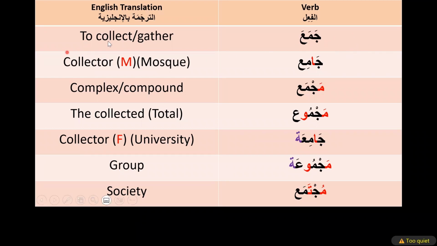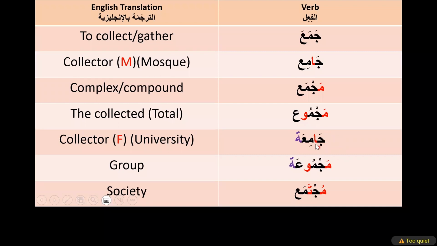So jama'a, as we said, is to gather. Jami' is the collector or the gatherer, in the masculine form, and that happens to be the mosque. So jami' is a mosque. Masjid is a mosque as well. Majma' is a complex or compound, like a residential complex or a commercial compound. So majma'.